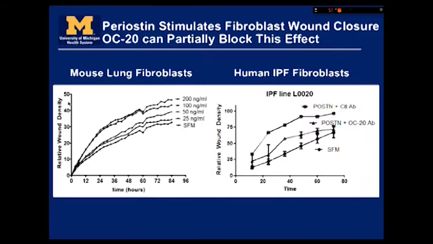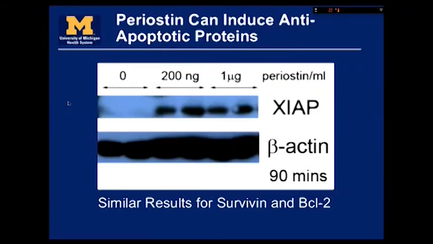If we do a wound healing assay and measure the time it takes for fibroblasts to close a scratch wound, you can see that there's a dose-dependent increase in the ability of periostin to promote the closure of that wound, which is probably affecting both proliferation and migration. And in IPF lung fibroblasts, if we allow them to close the wound in serum-free media, it occurs much faster when there's periostin present in the media. But if we add periostin and block with the OC20 antibody, we have an intermediate response.